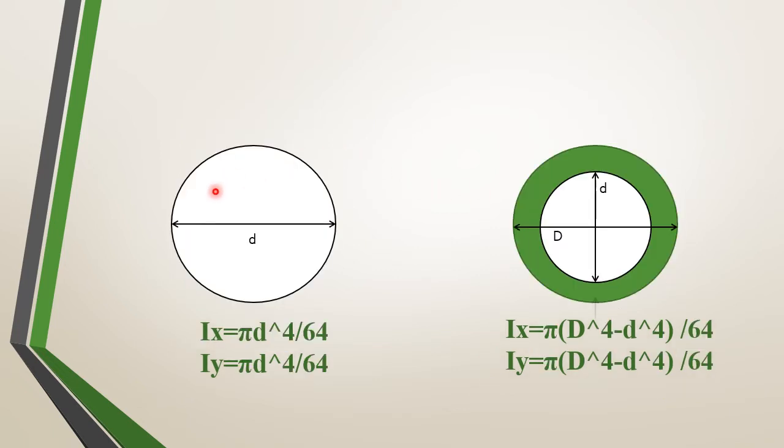Then the moment of inertia for the circle. The moment of inertia for the circle about the x-axis and y-axis are the same, which is equal to pi d raised to 4 upon 64. And for the hollow circle of outer diameter capital D and inner diameter small d, the moment of inertia about the x-axis and y-axis are the same, which is equal to pi in brackets capital D raised to 4 minus small d raised to 4, upon 64.